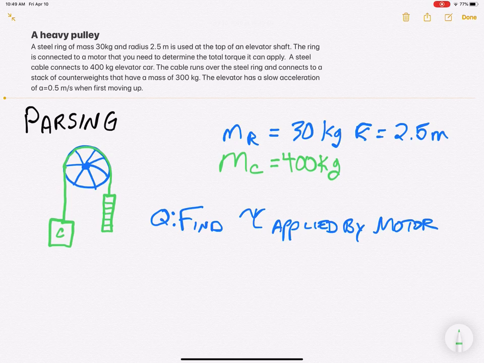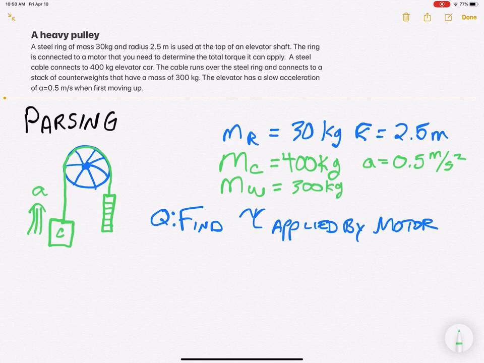Anyways, we have the mass of these weights set to be 300 kilograms. And the elevator slowly moves up with an acceleration. And that acceleration of the elevator car is given to be 0.5 meters per second squared when first moving up. So that's all the information from the problem.